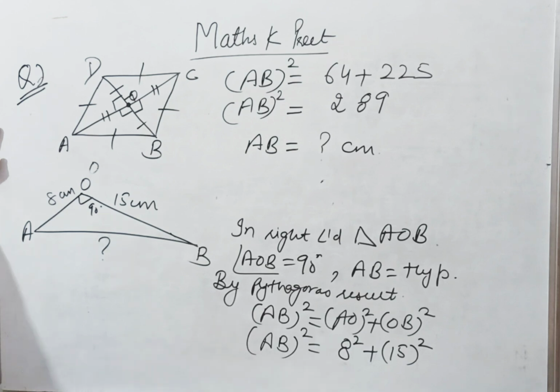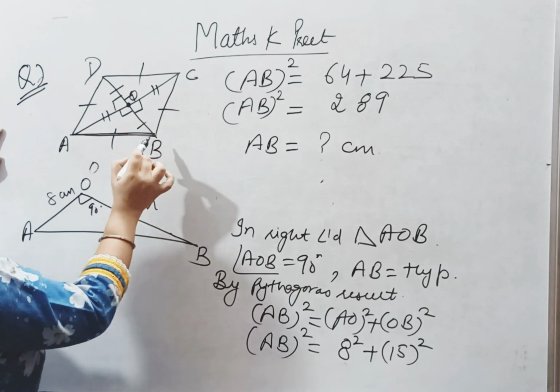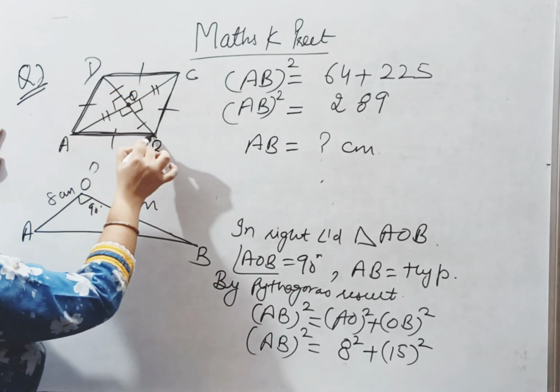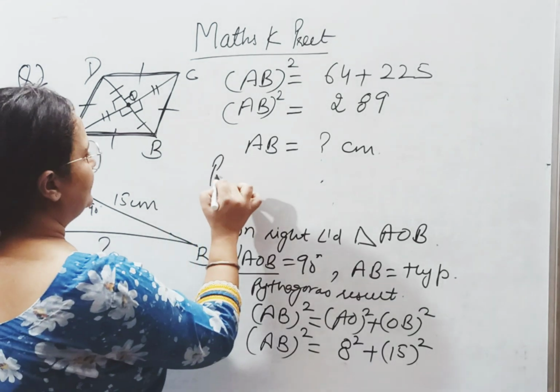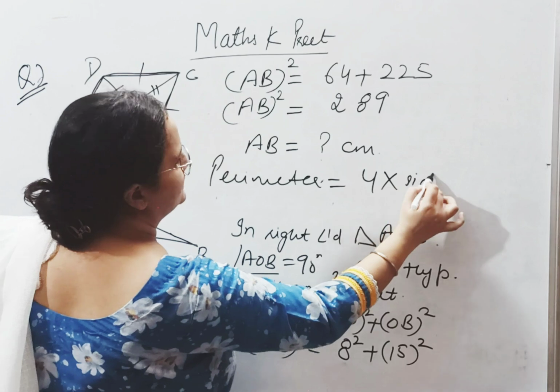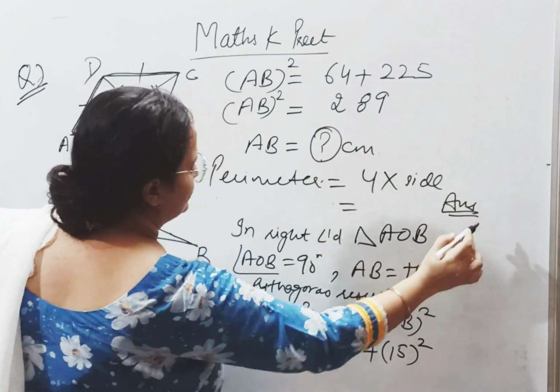This rest of the part I am just leaving for you all. This side we are having right now, and we have to find the perimeter of this rhombus. All the sides are equal, so the formula for the perimeter of a rhombus is 4 into side. So we will just multiply to find the perimeter. We just multiply this 4 into side, this measurement, and you will get your answer.